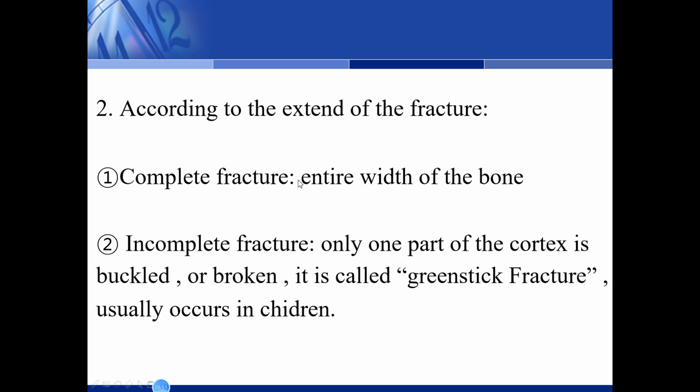According to the extent of the fracture, it includes complete fracture and incomplete fracture. In the complete fracture, the fracture line runs through the entire width of the bone, and in the incomplete fracture, only one part of the cortex is buckled or broken. It is called green stick fracture. It usually occurs in children.